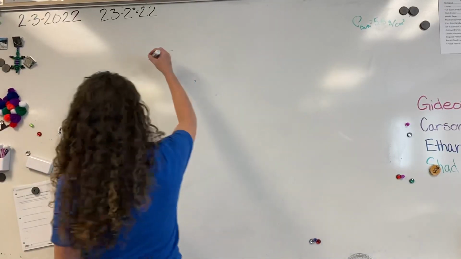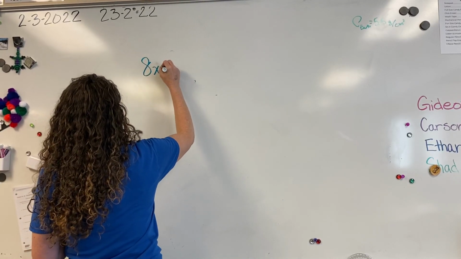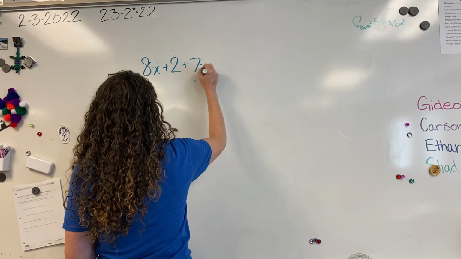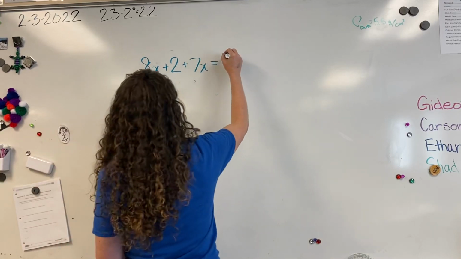What if I have something like this? Give me a number. 2. 8x plus 2 plus 7x equals 32.